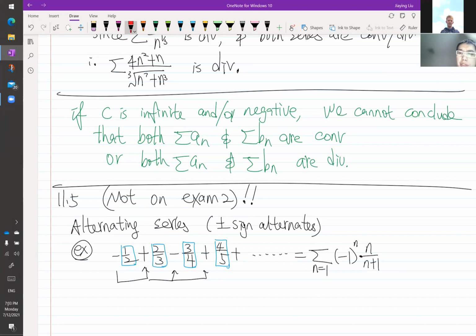For alternating series, you always have a -1 raised to some power. It could be (-1)^(n+1) multiplied by something, or (-1)^(n-1) multiplied by something, or just (-1)^n. That will decide whether you begin with a positive or a negative.